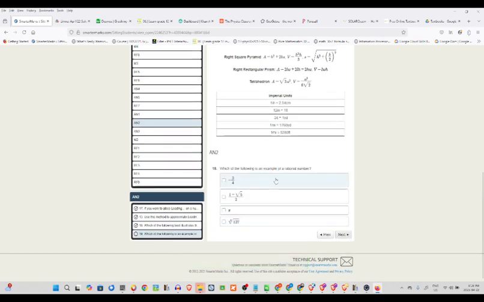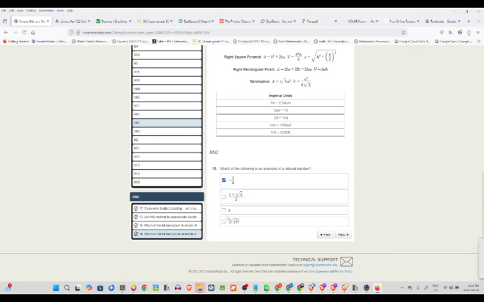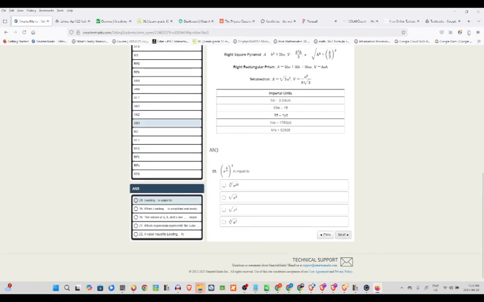Now this one, which is an example of a rational number? Well, negative 3 over 4 is definitely rational. Root 5 is not a perfect square. Pi is the most common example probably of an irrational number. And 127 is not a perfect cube. It'll be a little over 5 because 125 is a perfect cube. So this wraps up algebra and number 2. Moving on to algebra and number 3.